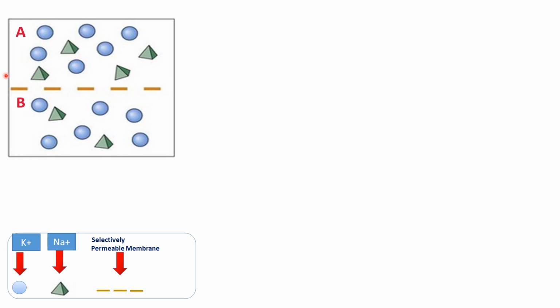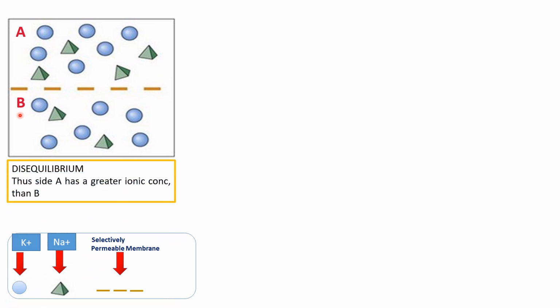which is a compartment that is divided into two parts by a selectively permeable membrane. Now on side A of the membrane there are more potassium ions and fewer sodium ions. This is seen on both sides, but however the number of ions is more on side A and less on side B. So this is a state of disequilibrium, and thus side A has greater ionic concentration than side B, as you can see here. Now we'll see what the next picture has to show us.